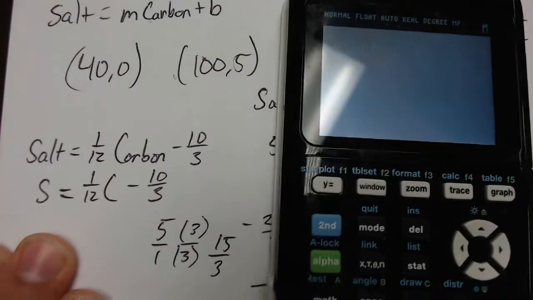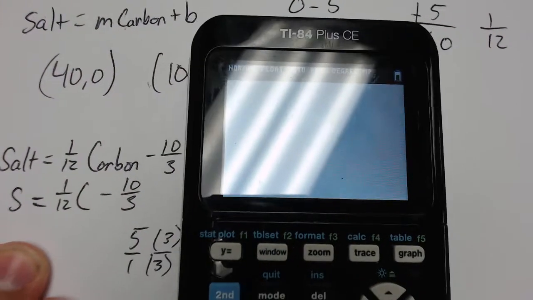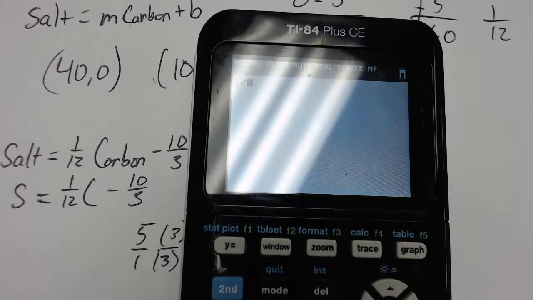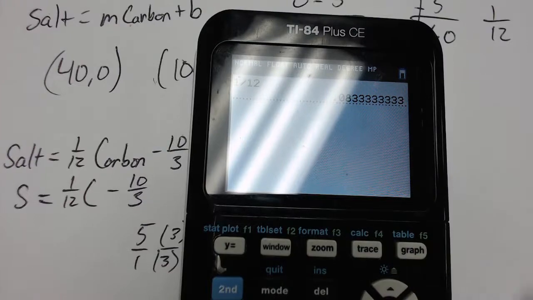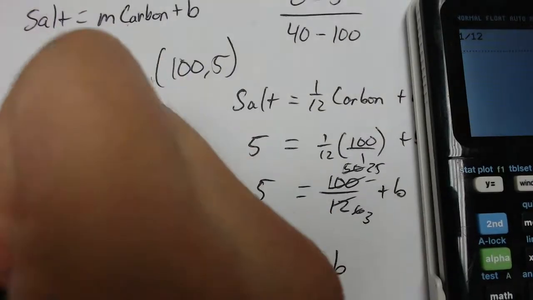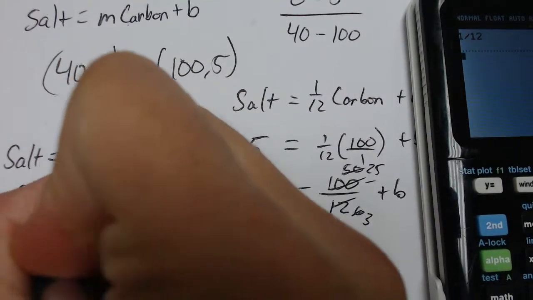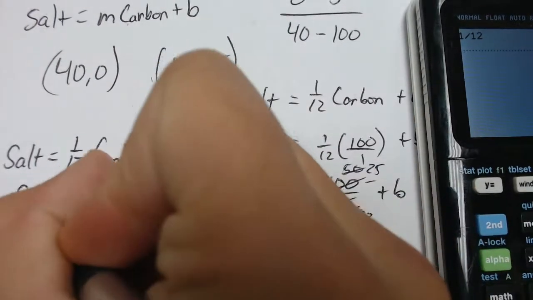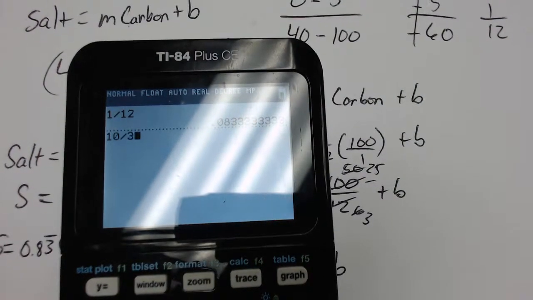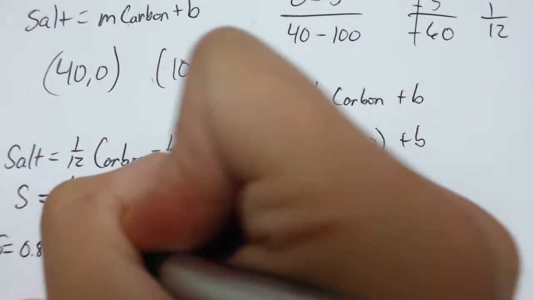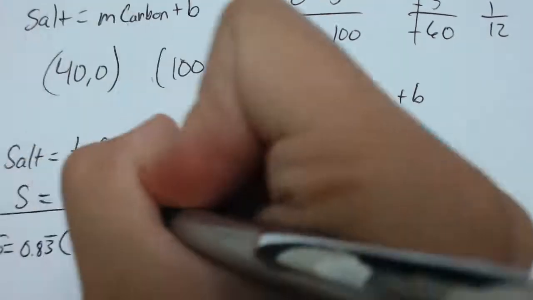So when you do these problems, if you end up with a fraction and you want to convert it to decimal, then just take 1 divided by 12. That's going to give me 0.83 repeating. So this would be salt equals 0.83 with a line over it, C, minus 10 divided by 3, which is 3.3 repeating, minus 3.3 with a line over it.